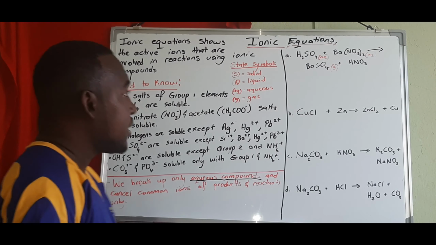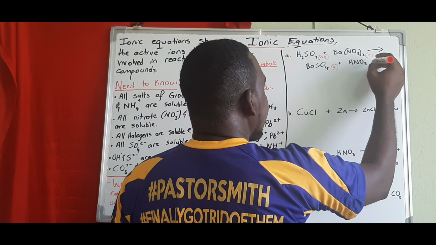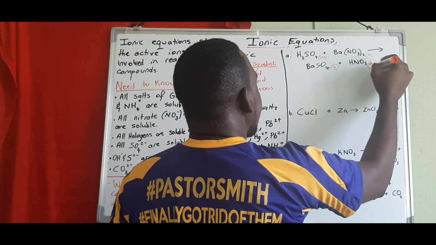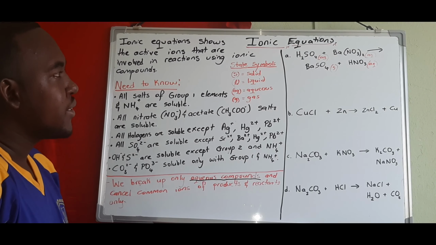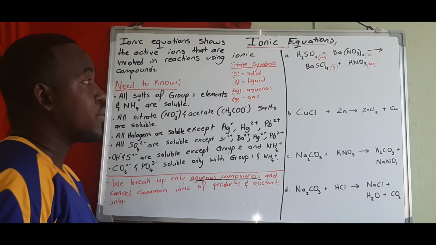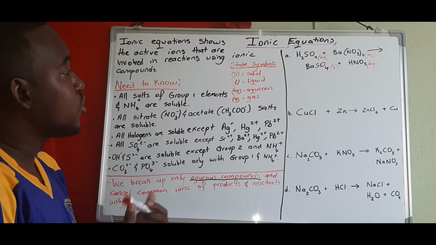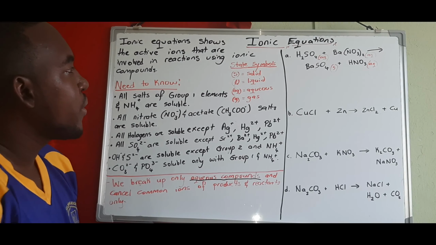And then hydrogen nitrate or nitric acid there is also aqueous. That's because all nitrates are soluble. So we have our state symbols. That's the first thing. Next is to ensure that the equation is balanced.